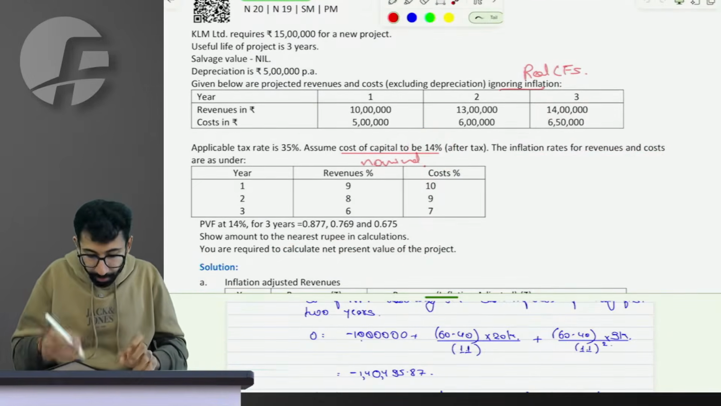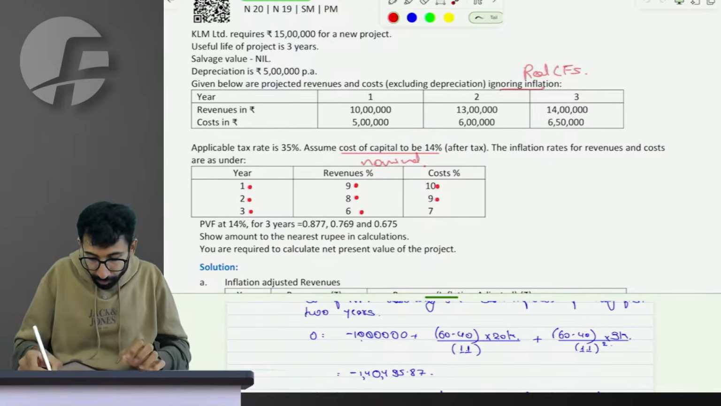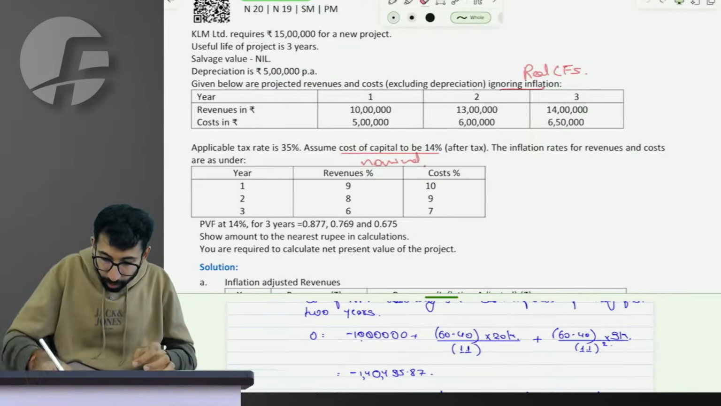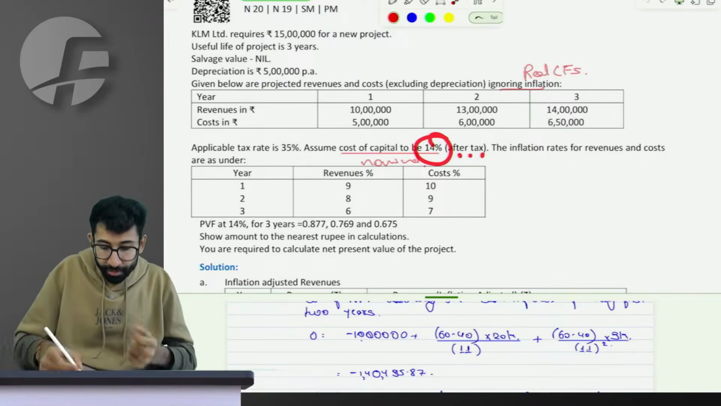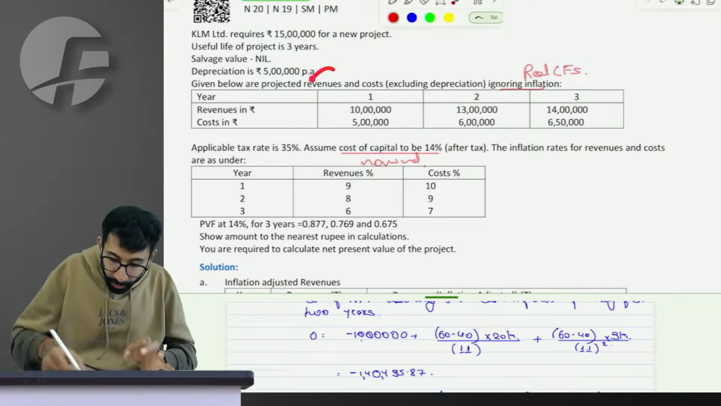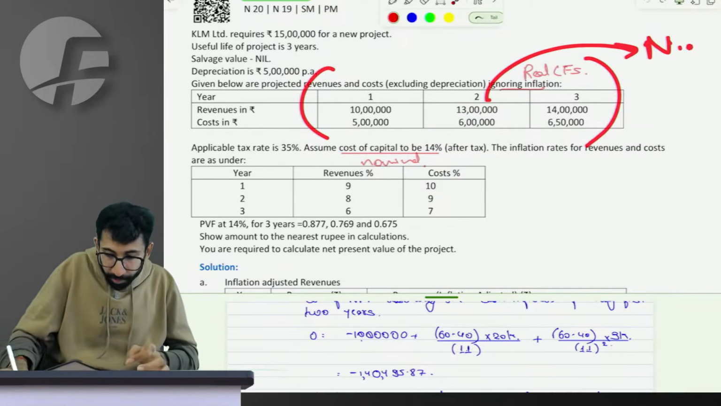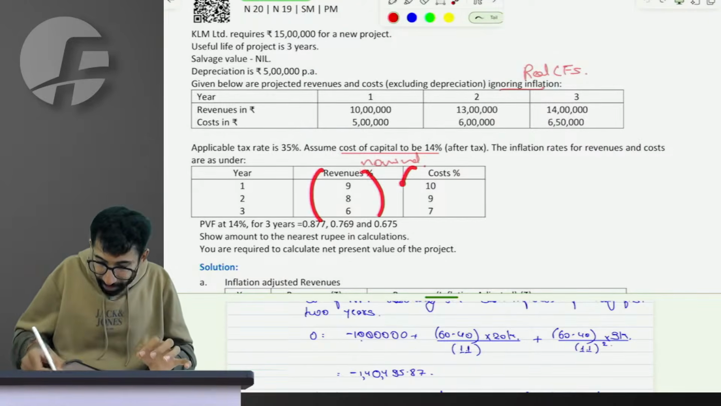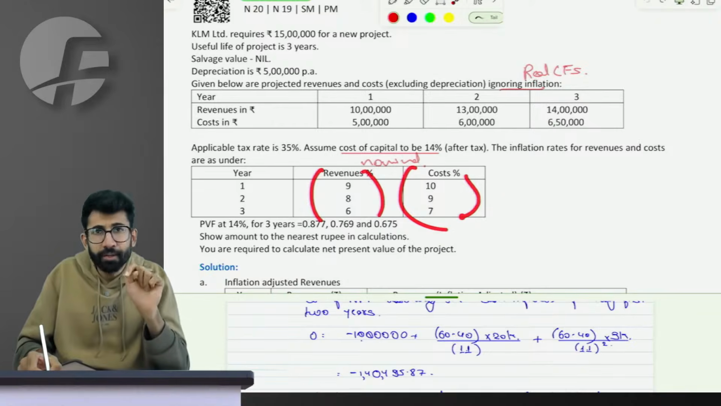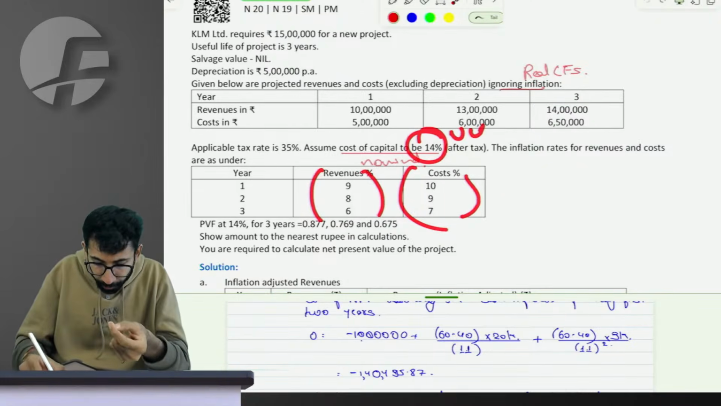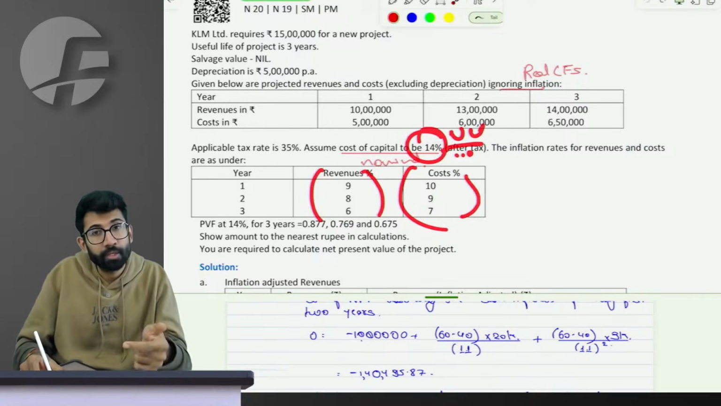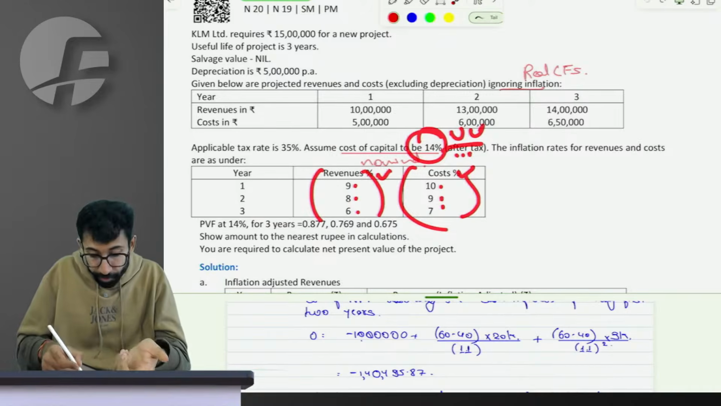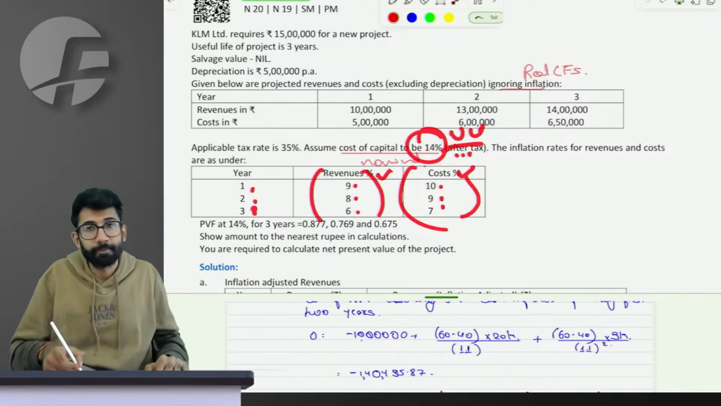Please tell me, if the inflation rates for the next 3 years for revenue and cost are given, calculate NPV. Option 1, convert the rate of discounting to real because cash flows are real. Option 2, convert these cash flows to nominal because the rate is nominal. What will you do? For inflation, I don't have a single rate. Do I have a single rate of inflation using which I can convert this nominal discounting rate to a real discounting rate? No. The revenue inflation is different, the cost inflation is different, and that too for different years it is different.